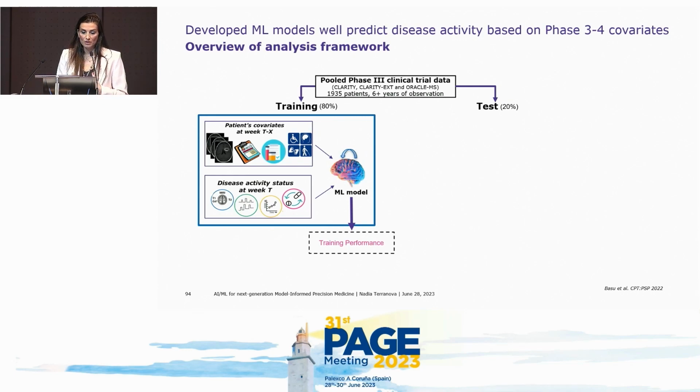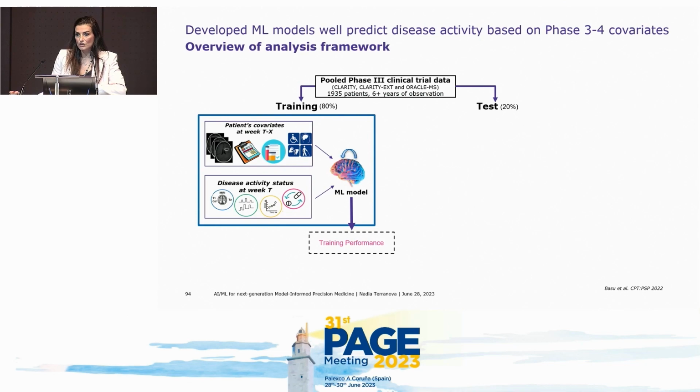So we took a large data set, pooling 3 phase 3 clinical trials of cladribine: CLARITY, CLARITY Extension, and ORACLE MS, where more than 1,900 patients received placebo or cladribine 3.5 milligram per kg cumulative dose, which is the recommended dose, or the 5.25 milligram per kg higher dose, which was also assessed in these trials.